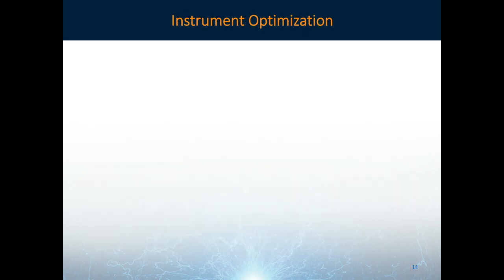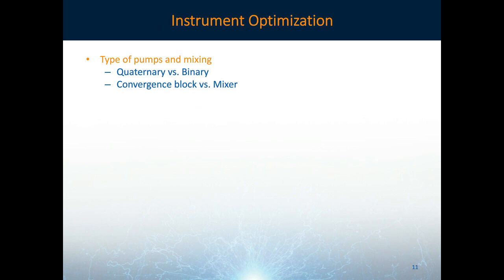Continuing on with instrument optimization, you need to consider the type of pumps and mixing. So quaternary versus binary pumps, you would typically see more extra column volume with a quaternary pump versus a binary pump. And then in terms of comparing a convergence block versus a mixer, we would generally recommend a mixer because those volumes can be modified based on what kinds of analysis you're trying to do.